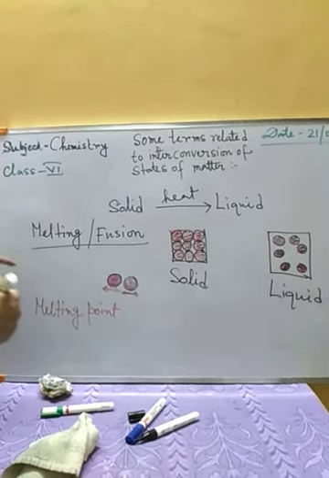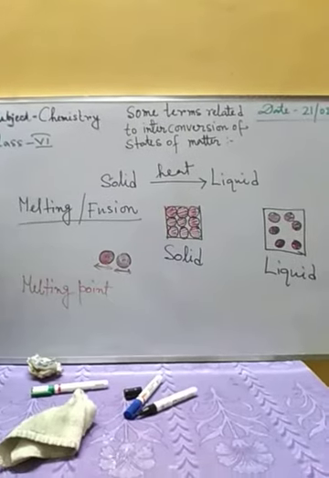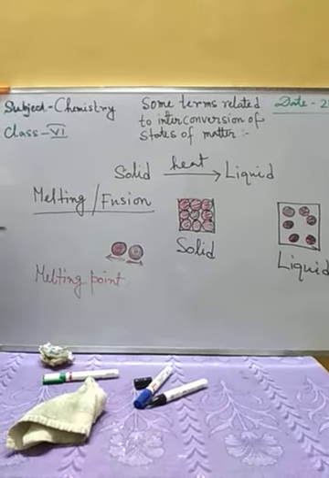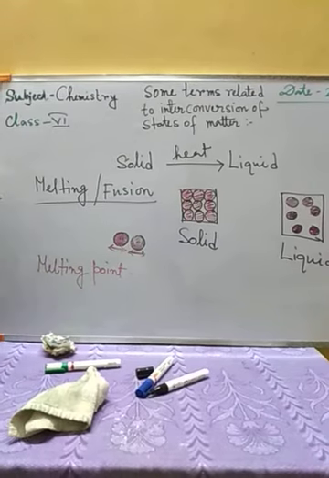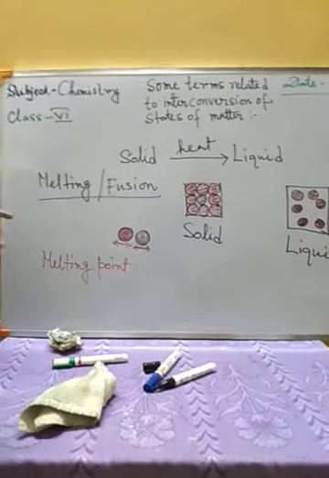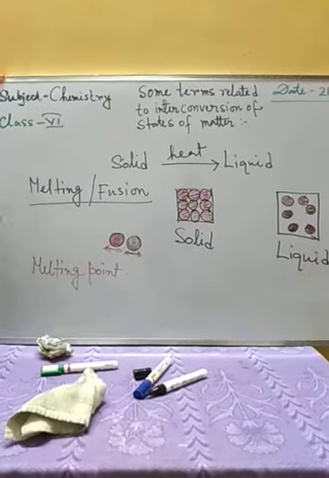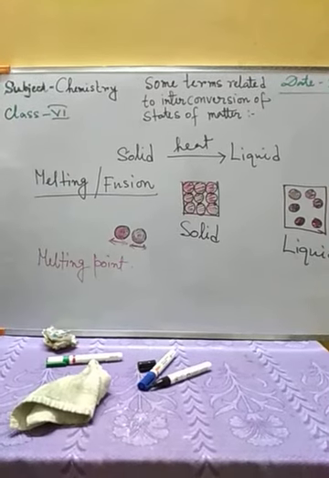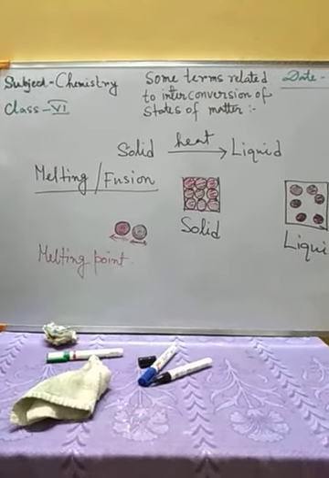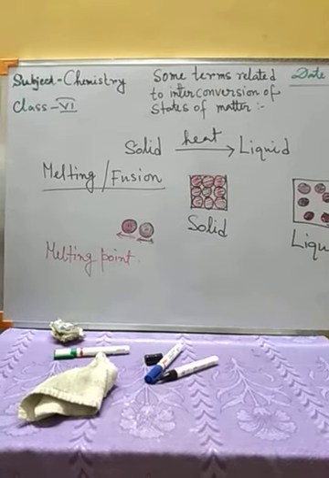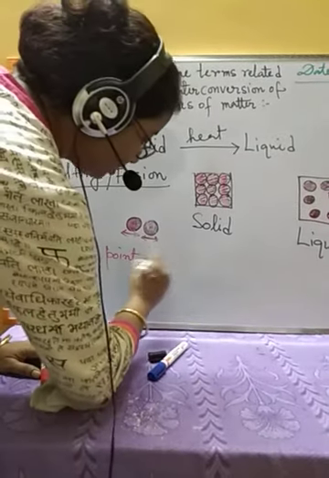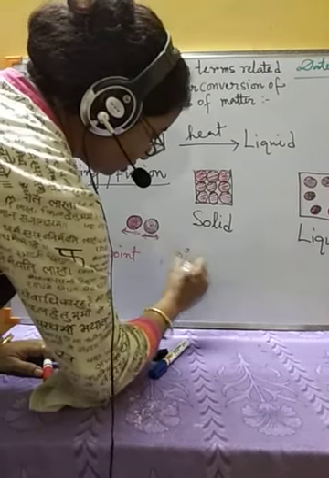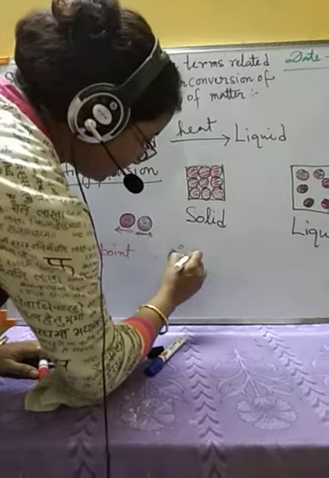At normal atmospheric pressure, here we need to keep the pressure constant, because pressure also has some effect on the melting point and this conversion. So at constant pressure, the melting point of pure ice will be 0 degree centigrade. That means during the process of melting of ice, the temperature remains constant at 0 degree centigrade. So 0 degree centigrade is the fixed temperature for melting of ice.